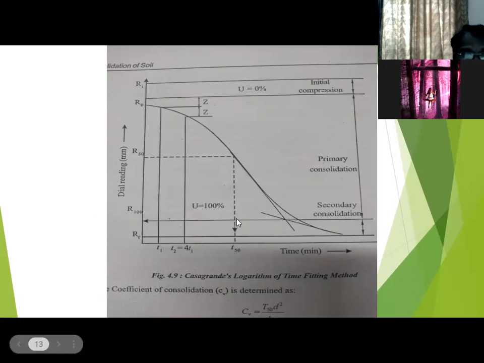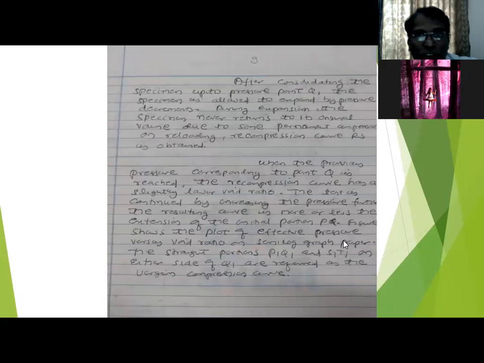So this is R100. I hope now it is clear how R0 has been decided and R100 is decided. This part is taking the secondary consolidation, which is a different thing. We will go further.